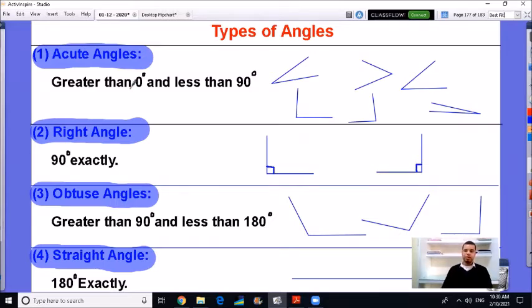So any angle that is less than 90 degrees is going to be acute. If I tell you this angle is 89, then it's an acute angle. If I say that this angle is 1 degree, that's an acute angle. Any angle that's between 0 degrees and 90 is an acute angle.